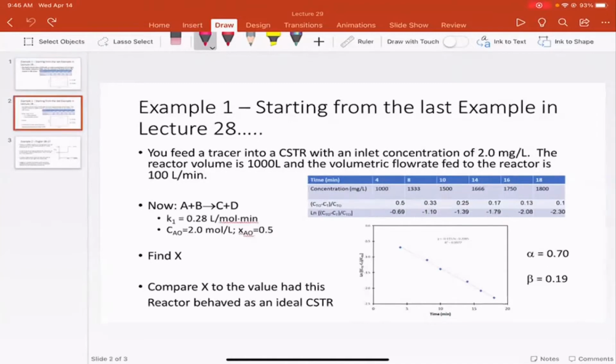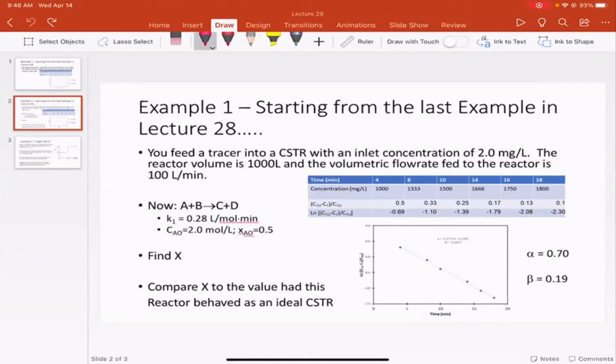Now, let's use that, as I said a moment ago, for a second order reaction in the same reactor. So now we're going to look at A plus B goes to C plus D. And we know this reaction rate constant K1 is equal to 0.28 liters per mole minute. And CA0 is 2 moles per liter. And the initial mole fraction of A is also 0.5, right? So we're going to feed stoichiometrically. So we're going to ask ourselves now to find the conversion and then compare that conversion to the value had this reactor behaved as an ideal CSTR.